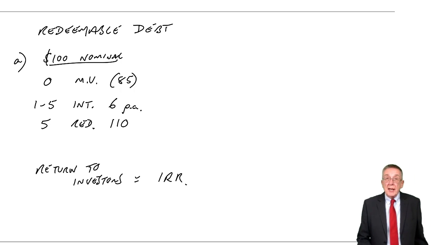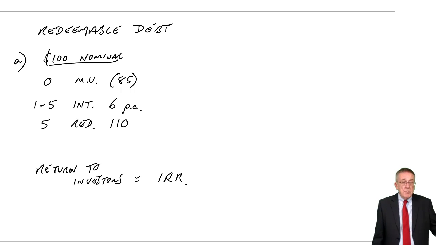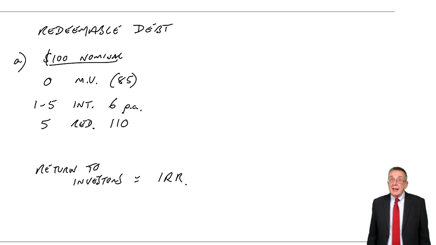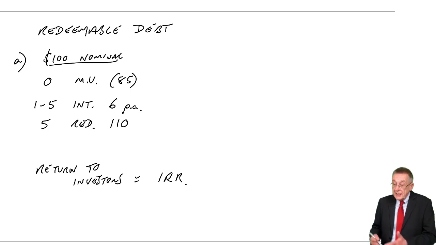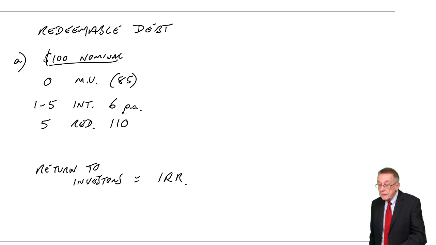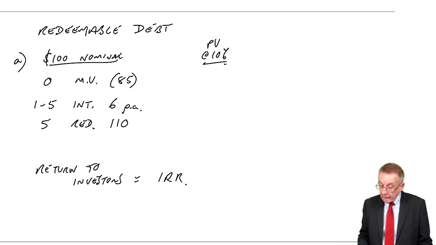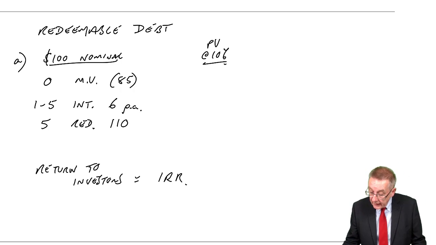Now, I showed you how to calculate the internal rate of return way back when we looked at investment appraisal. But in fact, in the exam, the most likely place of having to calculate internal rate of return is here, when we're looking at the return to investors on redeemable debt. And there's no quick way. It's, as before, two guesses and approximate. So let's do it. First of all, I'll work out the present value at 10%. Well, 85 is 85.